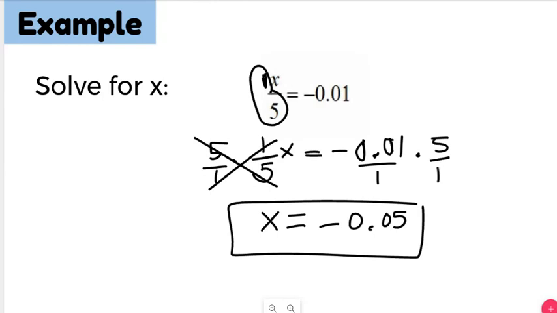And that's my answer. Remember, with the negatives, it doesn't matter exactly if you put the negative with the 0.01, with the 1, or out front in the middle. The whole fraction is negative. Let's look at the next one.